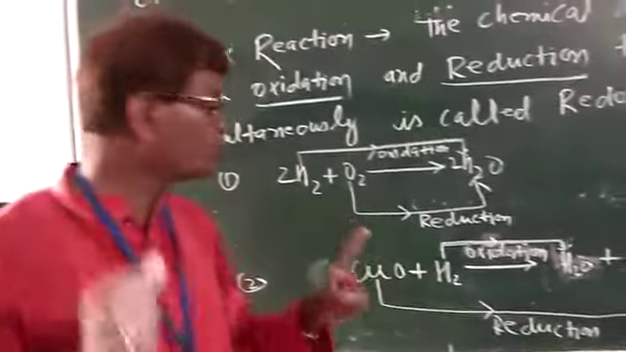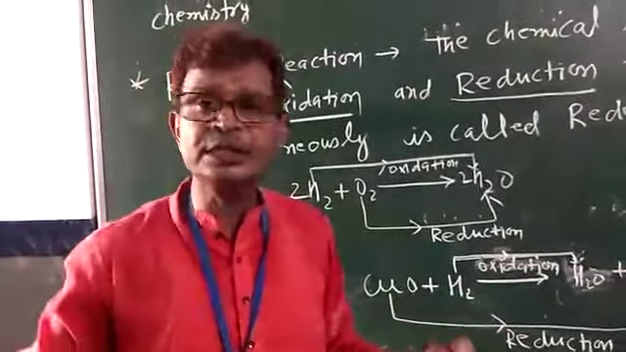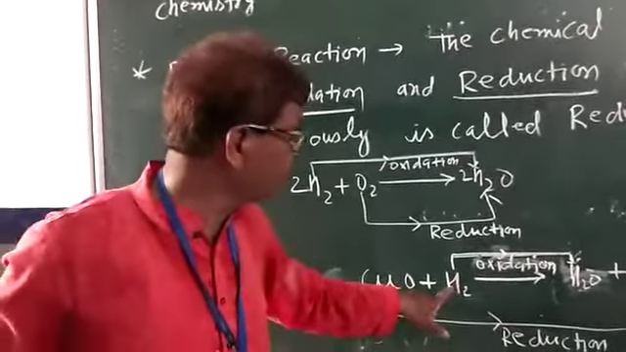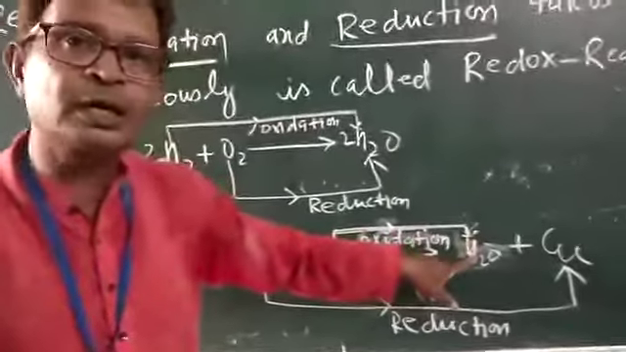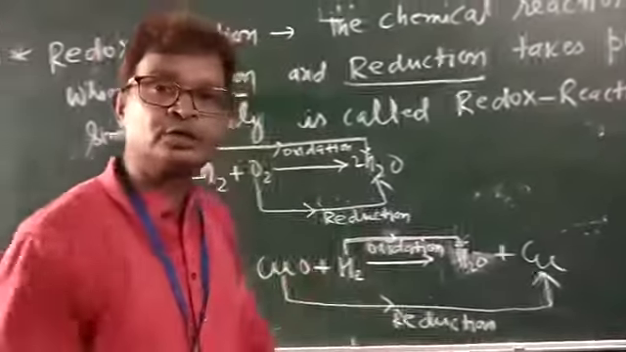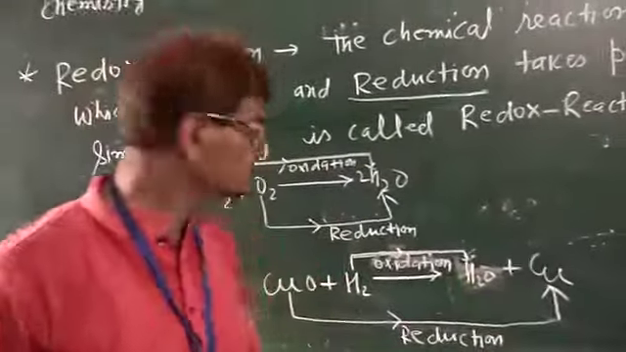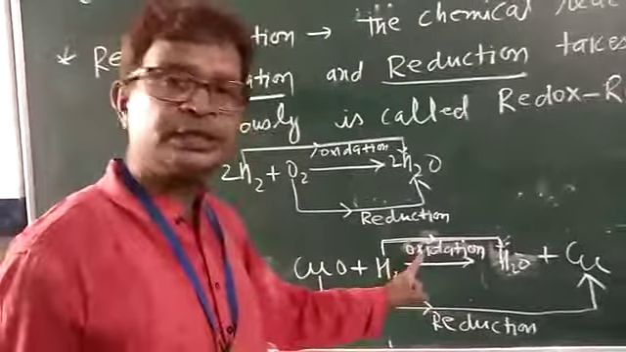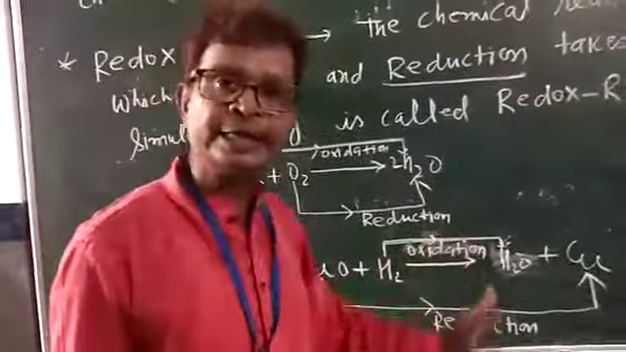According to the definition of oxidation, addition of oxygen is said to be oxidation. Hydrogen is also related with water. So in this case, oxygen is added to hydrogen to get water. So oxidation of hydrogen takes place here.